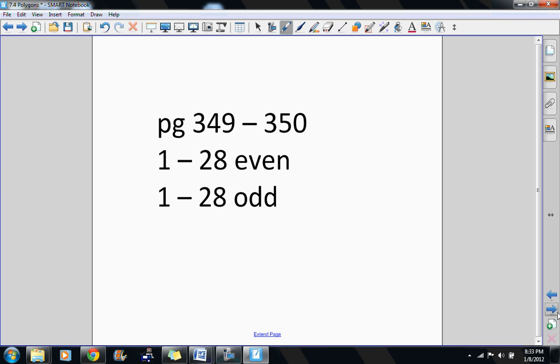Alrighty? So here are your problem sets. 1 through 28 even, that's going to be 15 problems, so I expect you to get 12. And on the bottom, that's also 12. Alrighty. If you have any questions, please ask me. Thank you.